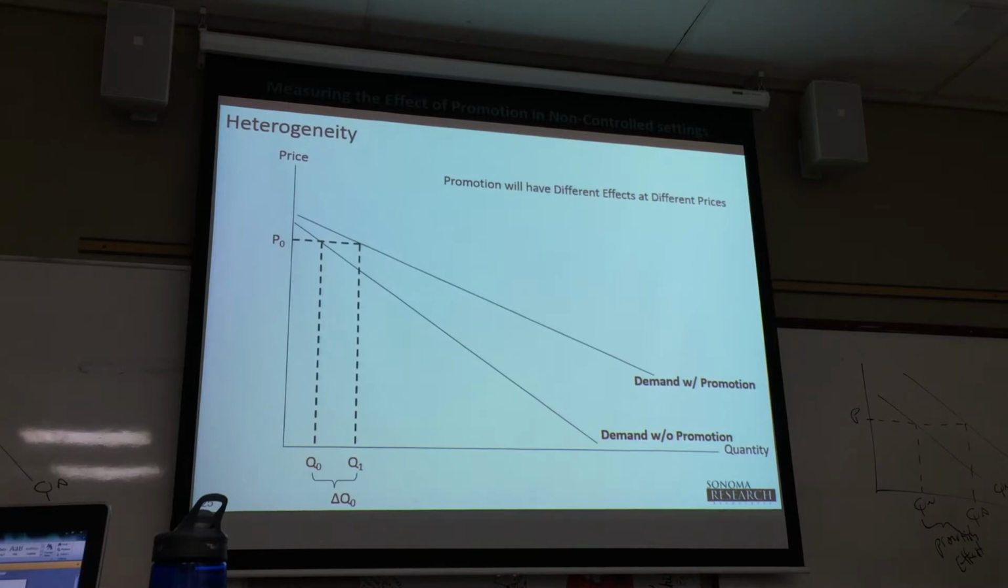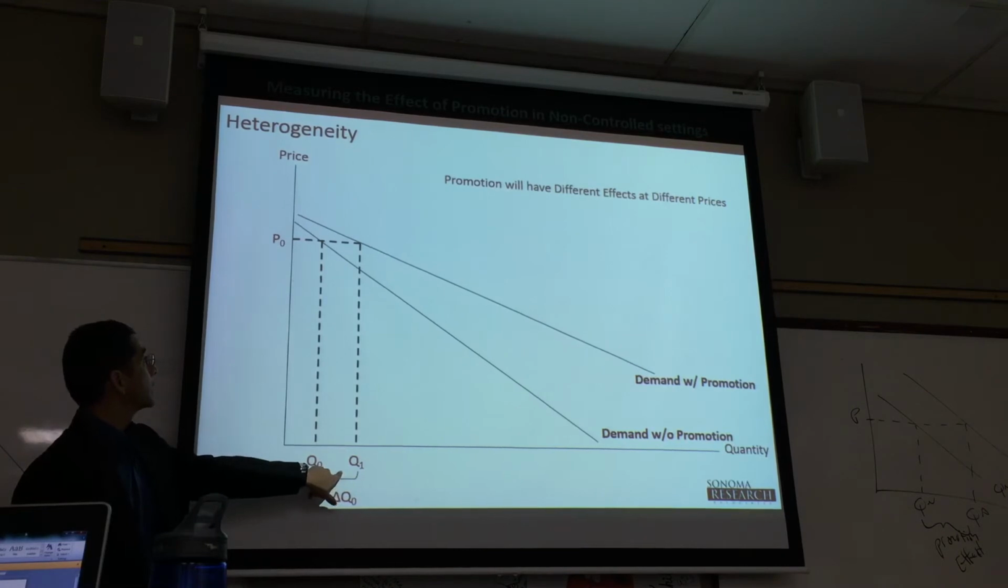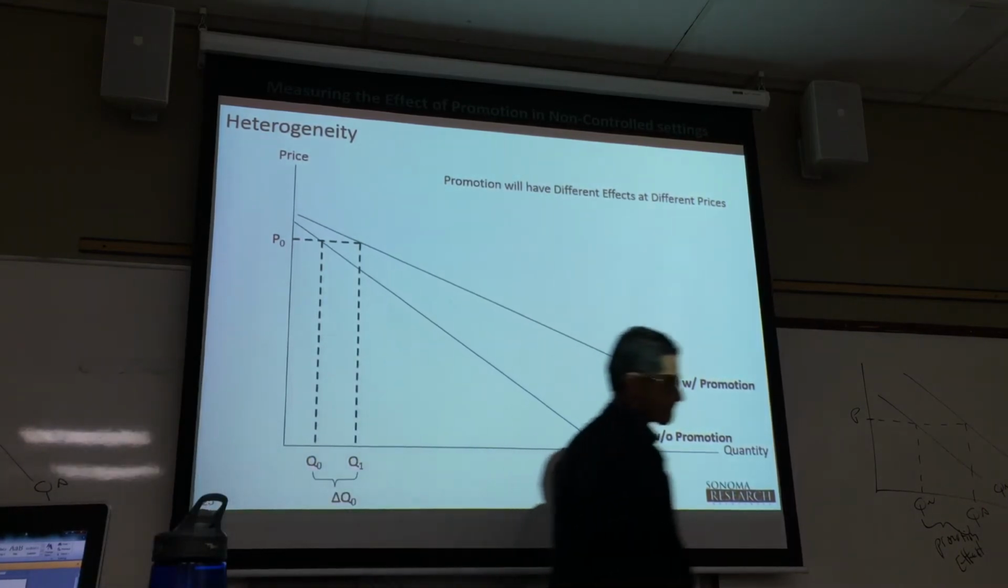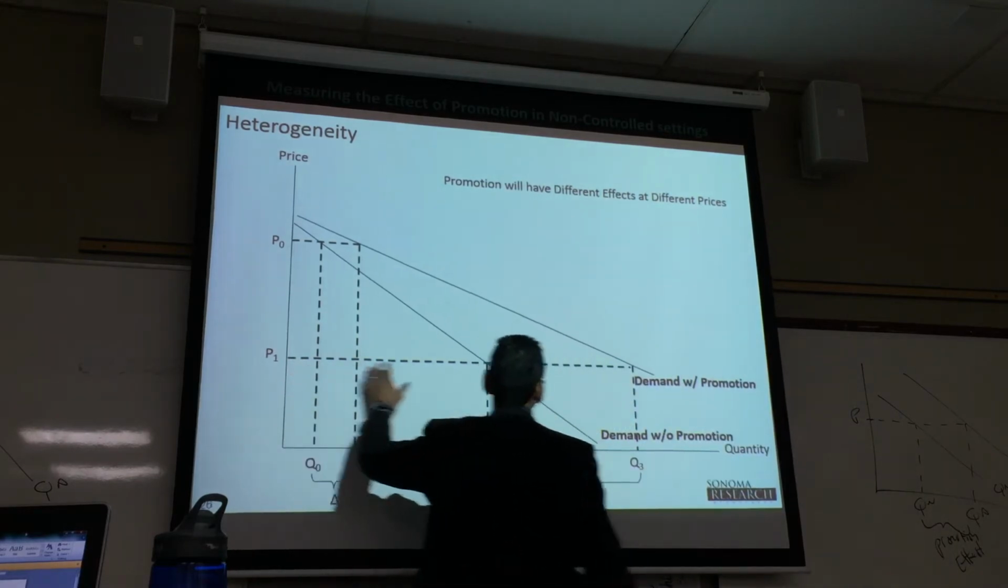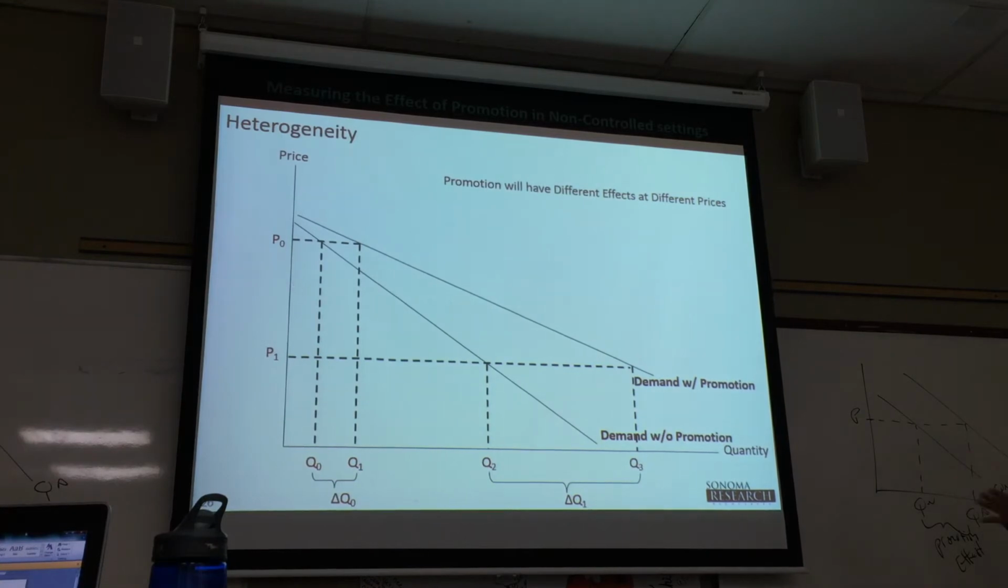And here's the other thing. If the slopes are different, then promotion is going to have different effects at different points. Look at the promotion effect here. Relatively small. Look at the promotion effect at this lower price. Relatively large. So if those demand curves are different, then the effects of promotion are going to be different at different prices.